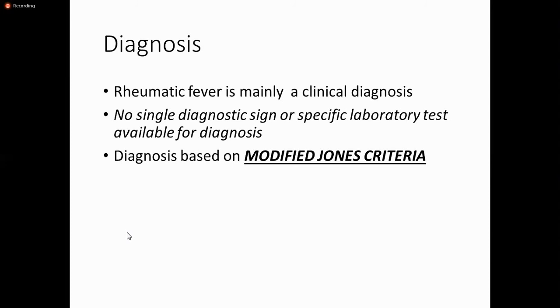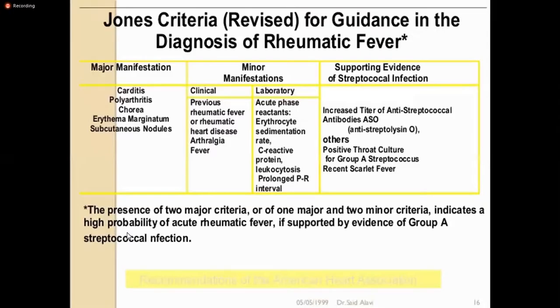So how can it be diagnosed? Because we are unable to take the biopsy sample, we have a clinical diagnosis. We have a criteria which is known as the modified Jones criteria. No single diagnostic sign or specific laboratory test is available for diagnosis, so we make a chart. What is the modified Jones criteria? This is a guideline for diagnosis of rheumatic fever.